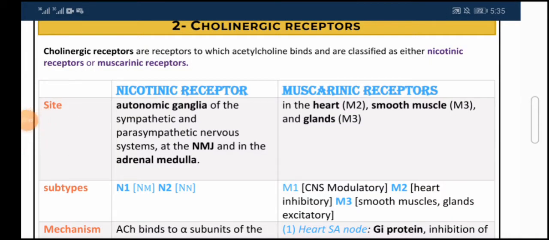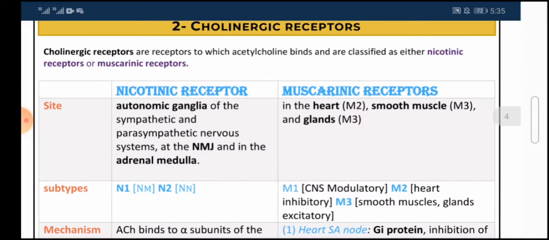Now the muscarinic receptors. They are located in the membranes of effector cells that respond to acetylcholine released from postganglionic neurons. From here, we can expect that they are most commonly located at parasympathetic neurons' targets, except for sweat glands.